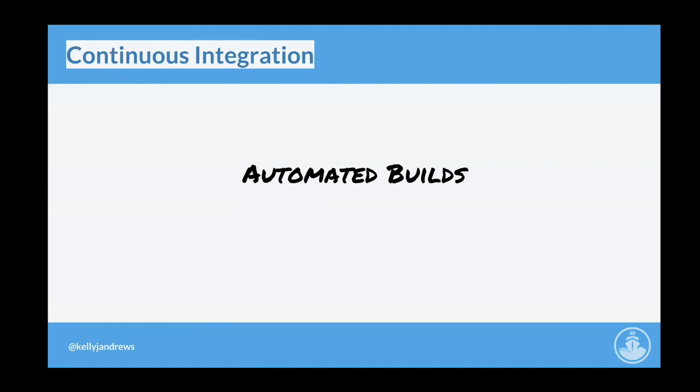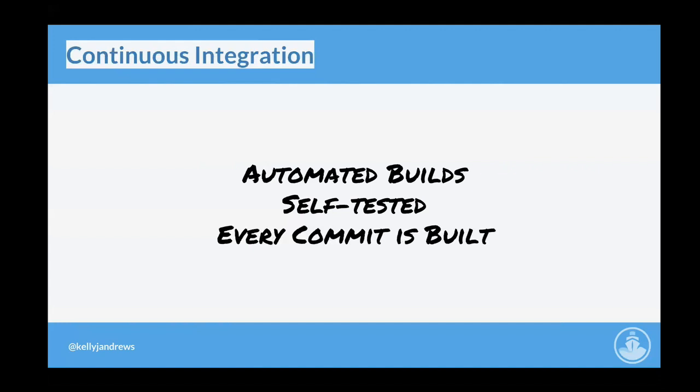Along with those builds, they also need to be self-tested, right? So we talked about continuous testing already, but taking that continual testing and now running it into your integration build is going to give you that testability every single time somebody makes a commit, so you'll know immediately whether or not you've broken something. Every single commit gets built.